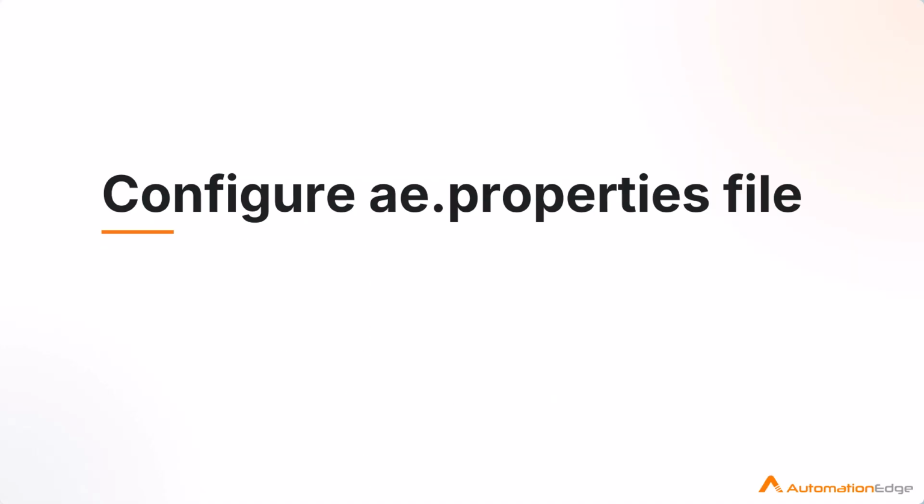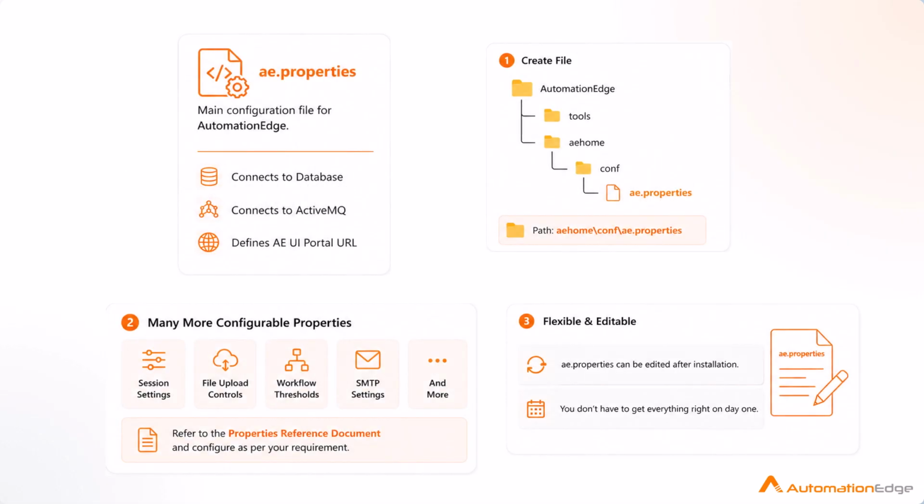We've configured Tomcat and pointed it to our configuration paths, but that ae.properties file we referenced doesn't exist yet. Let's create it now, before we try starting anything. The ae.properties file is the main configuration file for AutomationEdge. It tells AutomationEdge how to connect to the database, how to reach ActiveMQ, and where the UI portal is hosted. There are many more configurable properties available in ae.properties: session settings, file upload controls, workflow thresholds, SMTP settings, and more.